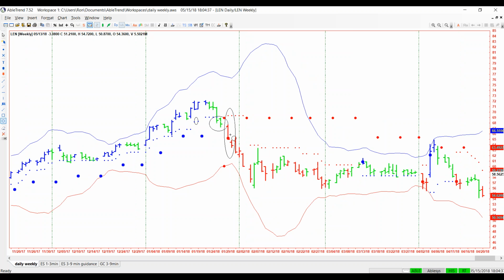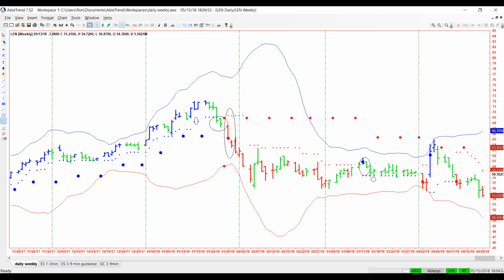Okay. Obvious short trade or buying puts right here. Everything is red. Triple confirmation. Red bar, red daily dot, red weekly dot. Triple confirmation. Down it went until we got out over here on the blue bar with the blue dot.